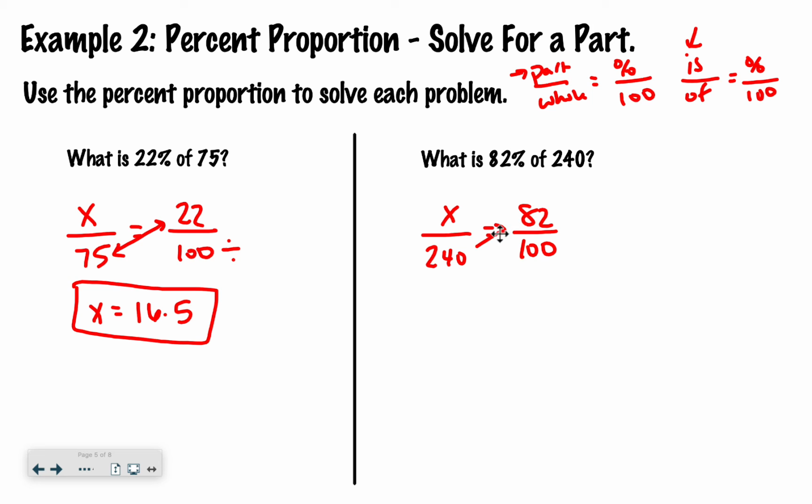So again, I'm going to cross multiply. What's 240 times 82? That is 19,680. I'm going to divide by 100. So that is 196.8 as my final answer.